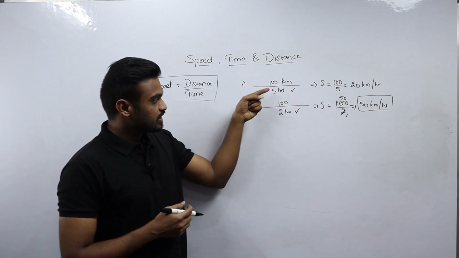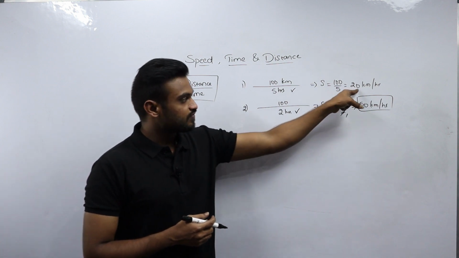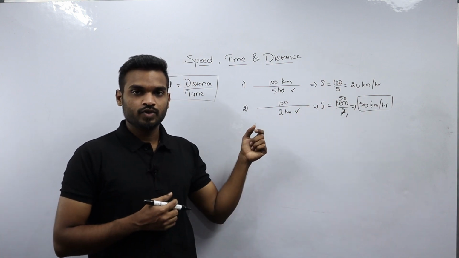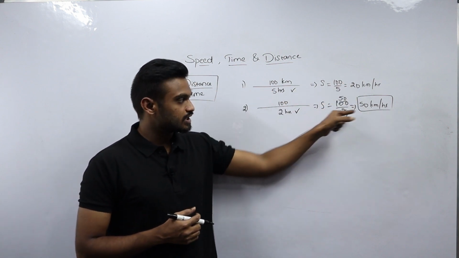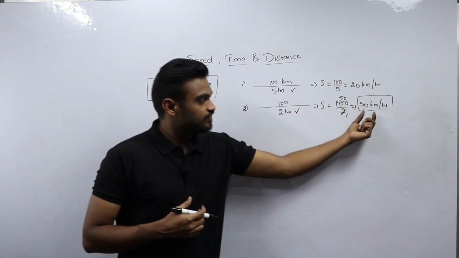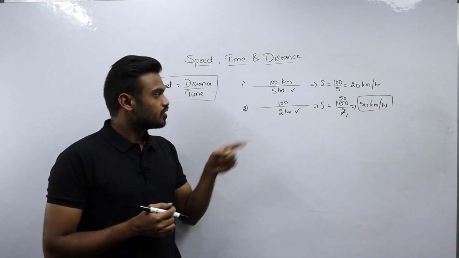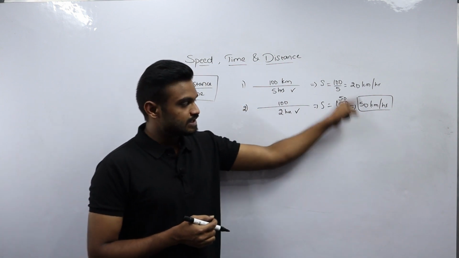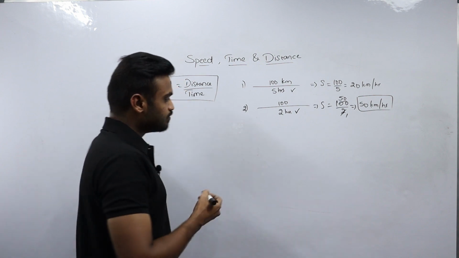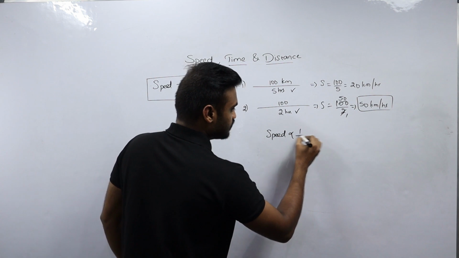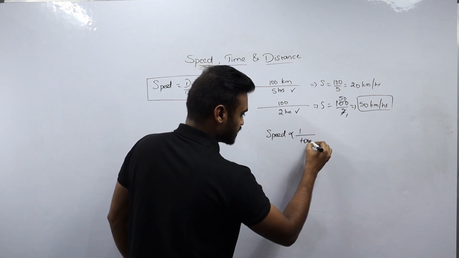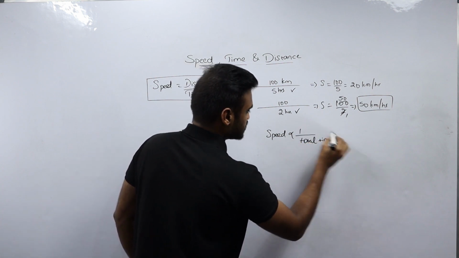Now, when the time is decreasing, see here, in the first and second case, speed is increasing. In the first case, the speed is 20 km per hour. In the second case, I was traveling with the speed 50 km per hour. So when the time is decreasing, the speed is increasing. So we can simply say this speed is inversely proportional to total time taken to cover the distance.